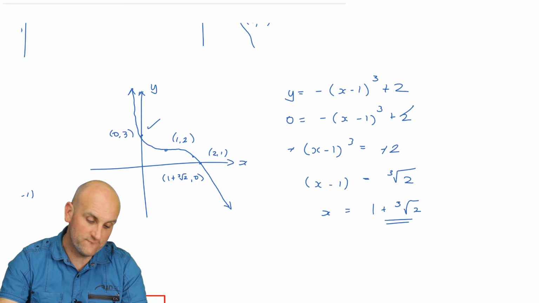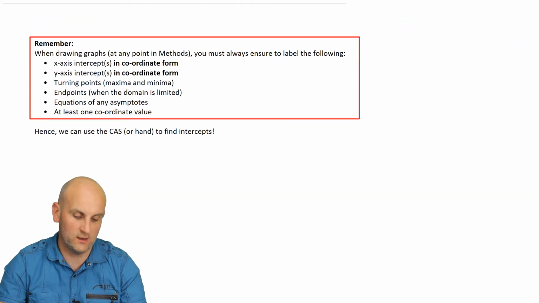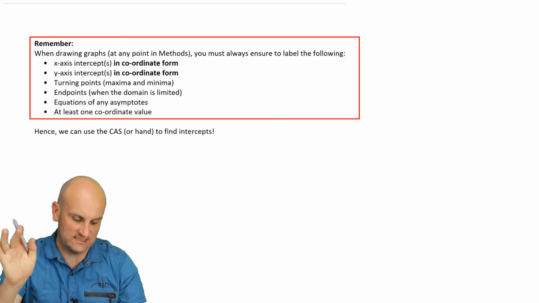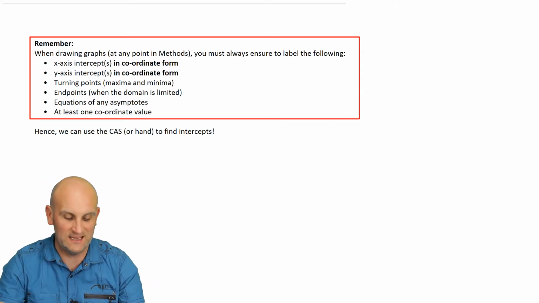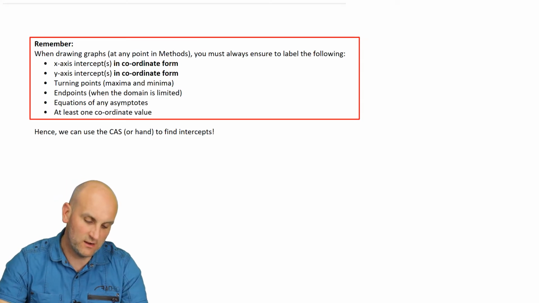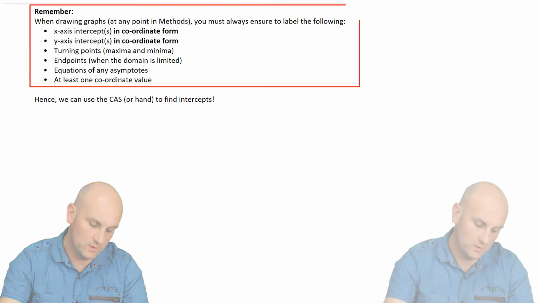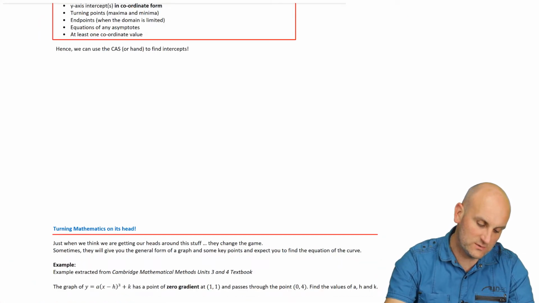Ladies and gentlemen, I am fairly happy with that graph there. Have I made sure that I've done x-axis and y-axis intercepts? Yes, thank you. Turning points, there weren't any. Endpoints, done because I've got my arrows. Equations of any asymptotes, there aren't any. And have I got at least one coordinate value? I do. Well, ladies and gentlemen, that would be it, wouldn't it?